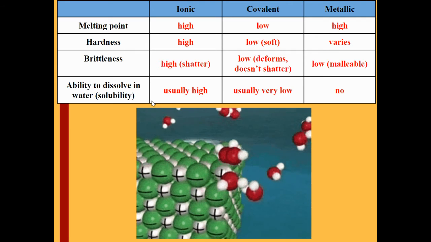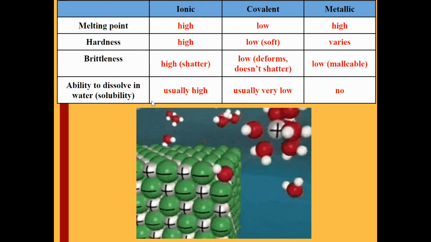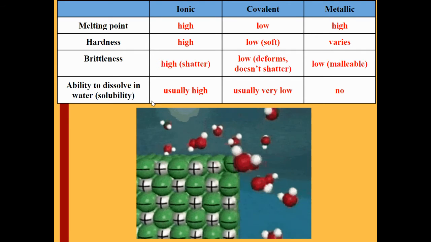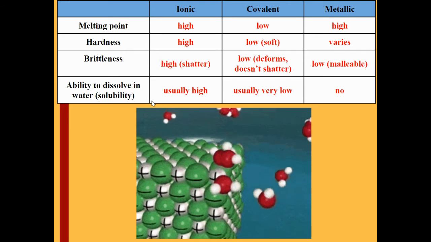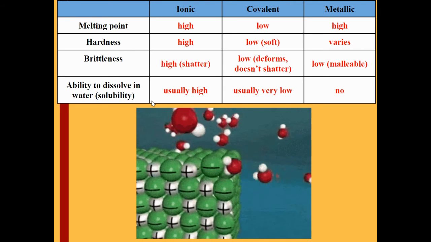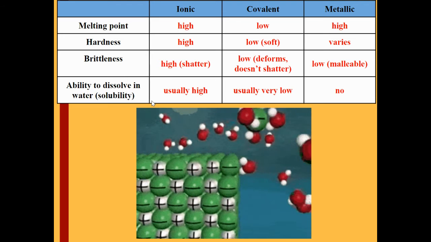Covalent compounds have low melting points, and metallic have very high melting points again. So think about those solid metals that we interact with all the time. We use them on our stove. We don't want our pots and pans melting on the stove when we heat them up. Hardness: ionic compounds are hard. Covalent are low hardness, or very soft. And metallic varies. We do have some softer metals and some very hard metals.